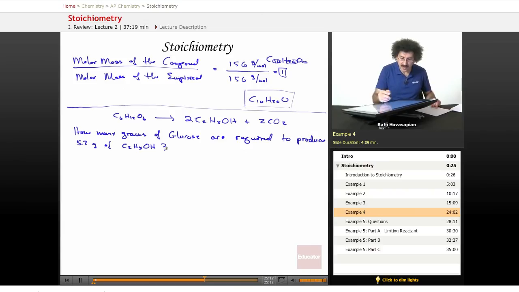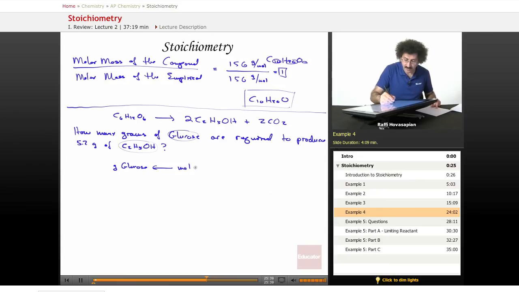The two species that we're talking about are glucose and C2H5OH. We need to pass through moles. We're given grams of C2H5OH that we want, and we want to find the number of grams of glucose. Here is the process, based on this equation. I'll write it like this. I need grams of glucose.